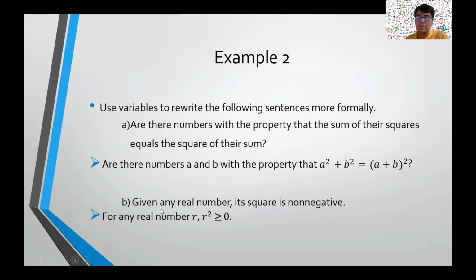So for example, example B, given any real number, its square is not negative. So for any number R, that's a real number, R squared is greater than or equal to zero. There's actually another way of writing this, but we'll reserve that for later when we tackle sets.